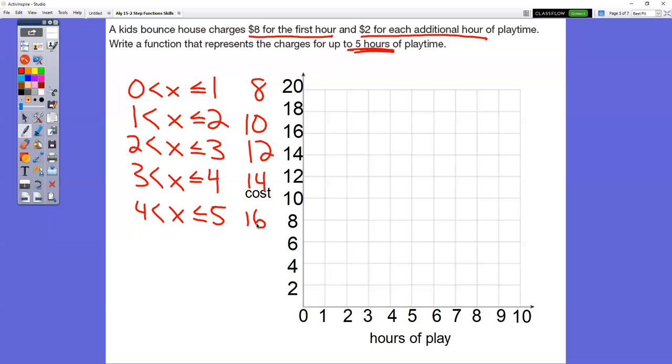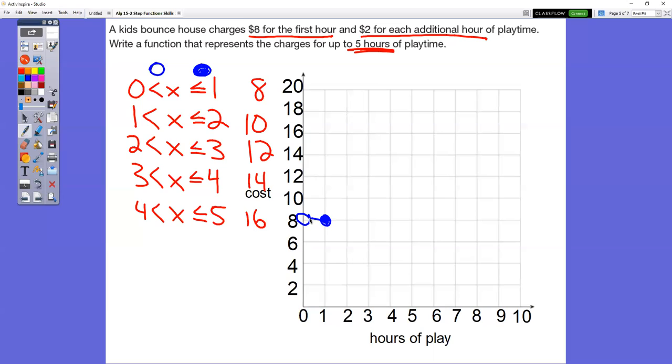So again, notice that you have your open dots here and you have your closed dots here. So on our step function, it's going to be open, closed, open, closed. So at eight, from zero to one. So it's going to look like that.